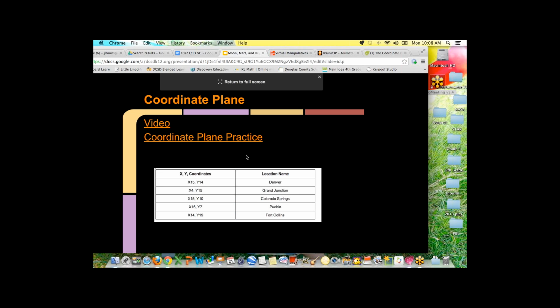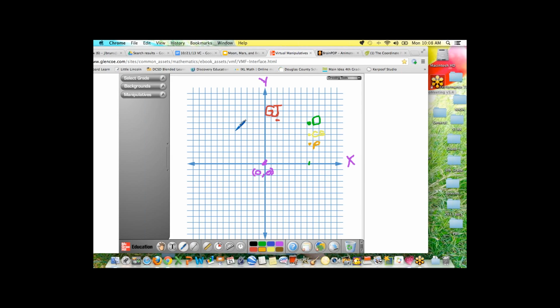All right, and our last city is Fort Collins. That's where I went to school the first time. All right, x equals 14 and y equals 19. So remember that for me. Okay, so change my color. We'll do brown, I guess. That's the only other color.